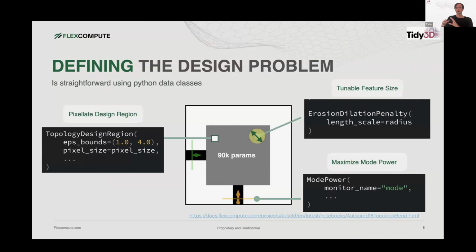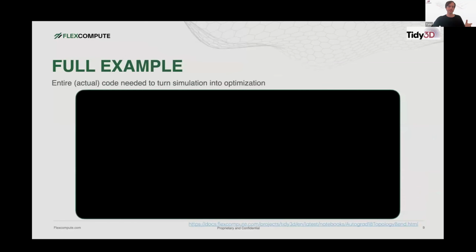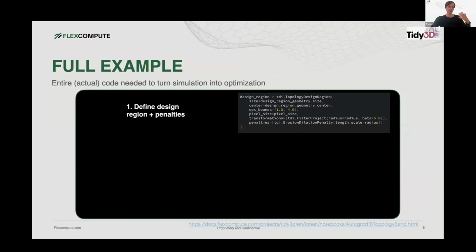And then there are various classes that I can customize to introduce some penalty that makes sure that I have a tunable feature size, so I can specify how large I want my feature size. And if it gets anything smaller than that, it will start to penalize the objective. So that helps us create fabricable structures. So these are all defined in a kind of high-level interface. And then to set up the entire inverse design problem, you just need to combine all of these classes together. So this is the entire code in the actual example.